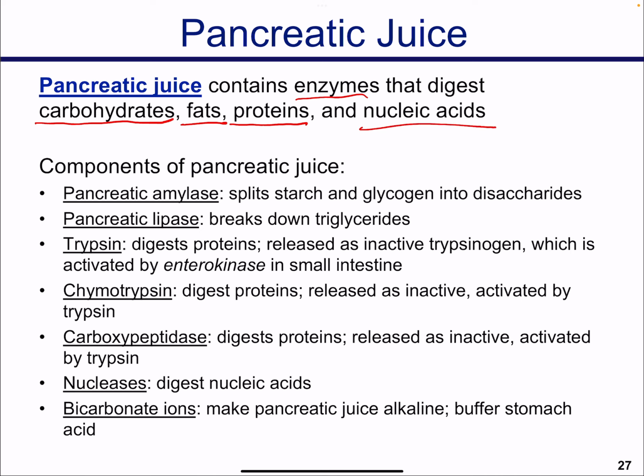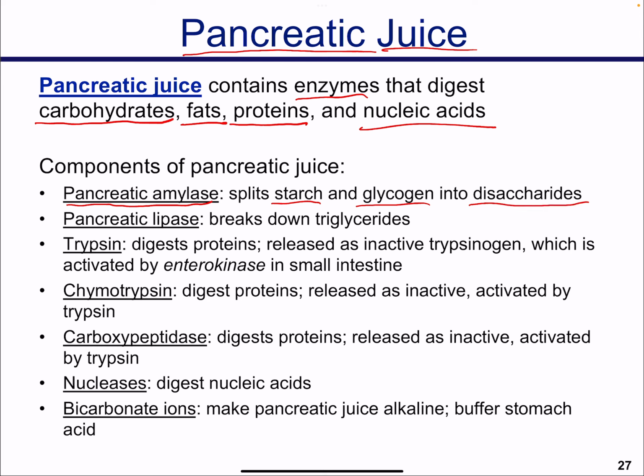Bottom line, all the macromolecules of life are broken down in the small intestine because of the pancreatic juice. Now, what are the enzymes that are involved in here? We're going to have the pancreatic amylases. Just like the salivary amylases, the pancreatic amylases are going to break down polysaccharides, including starch and glycogen. These amylases are going to break down starch and glycogen into disaccharides.